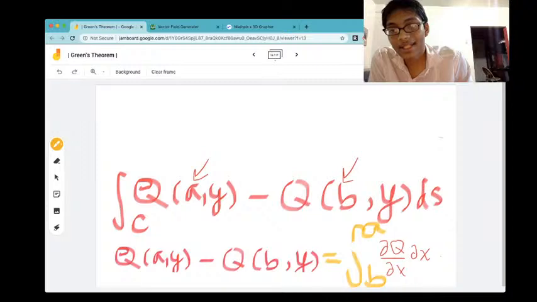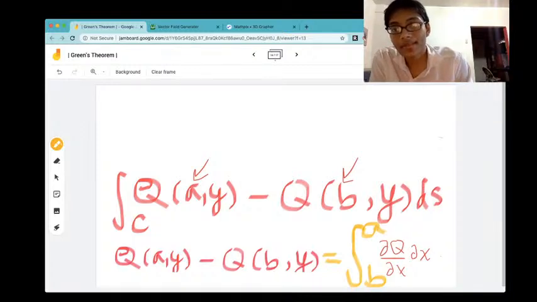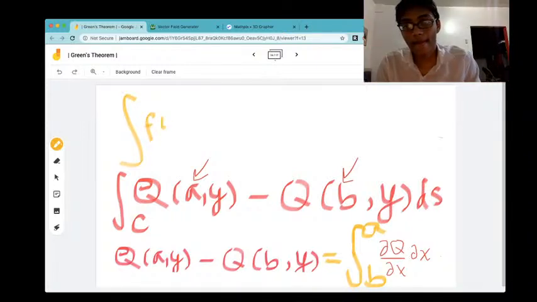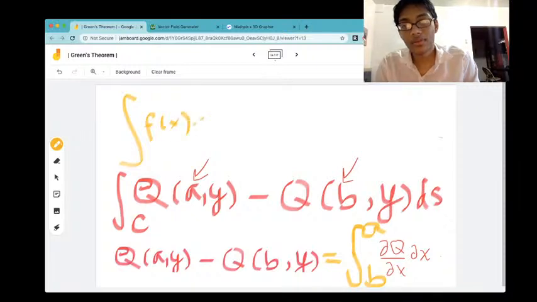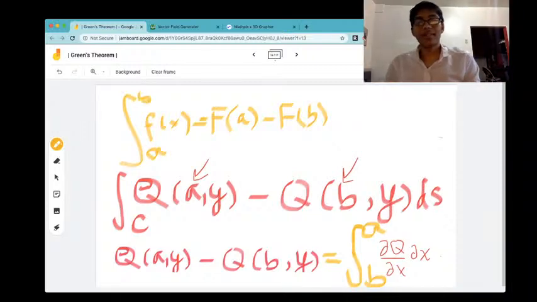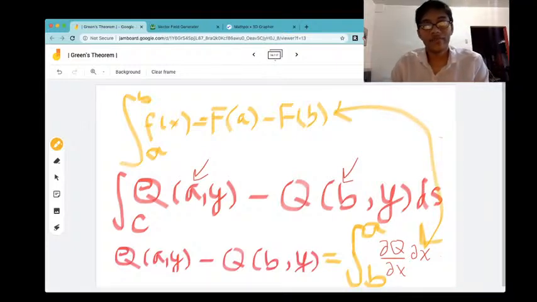And really, this should be almost second nature to you at this point, because saying this is the same as saying what? It's the same as saying the integral of f prime of x is equal to f of a minus f of b. Right? So this is basically exactly the same thing. So hopefully you recognize that at first sight.